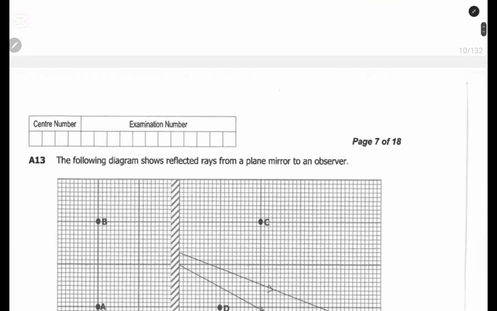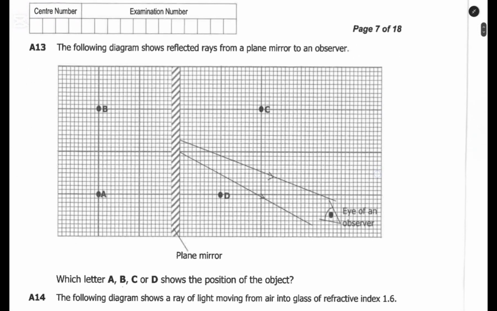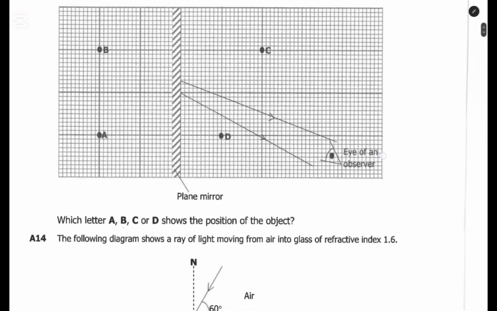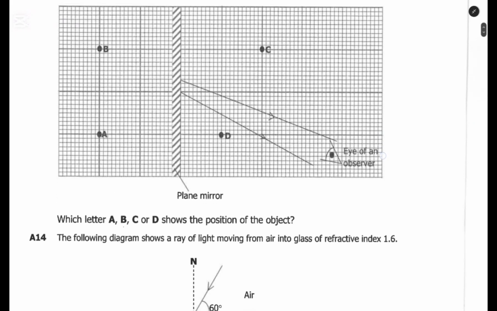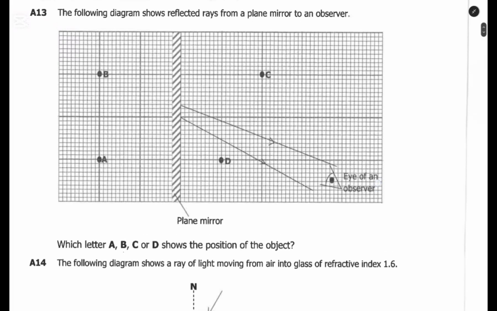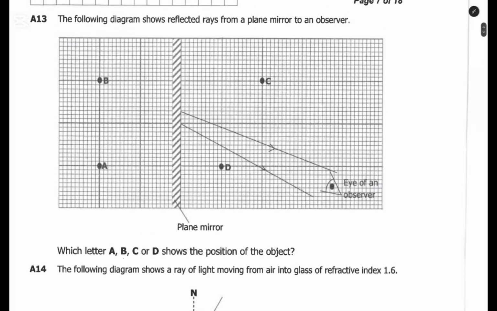Up to question 13. The diagram below shows the reflected ray from a plane mirror to an observer. Which letter, A, B, C, or D, shows the position of the object? For the object to be observed, it cannot be on the other side of the mirror. You know that a mirror has to do with reflection. So for it to be observed, it cannot be on the other side. Only the image can be on the other side.